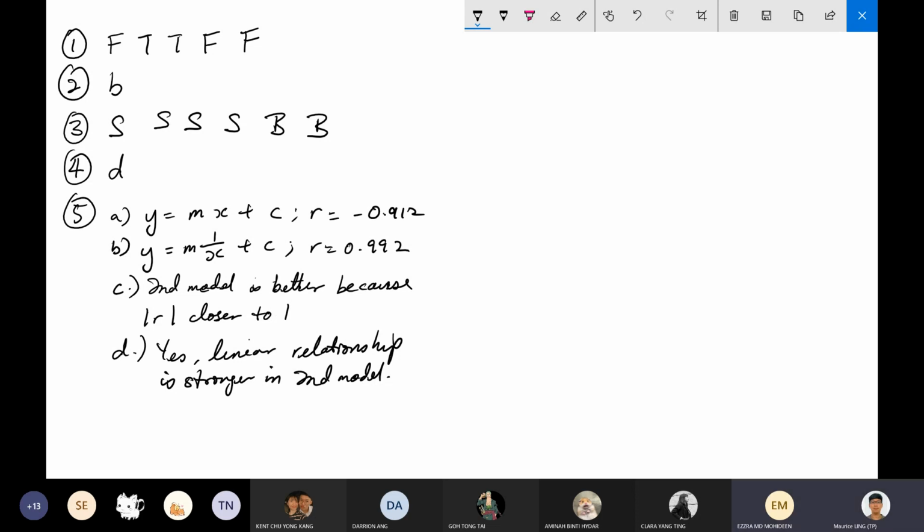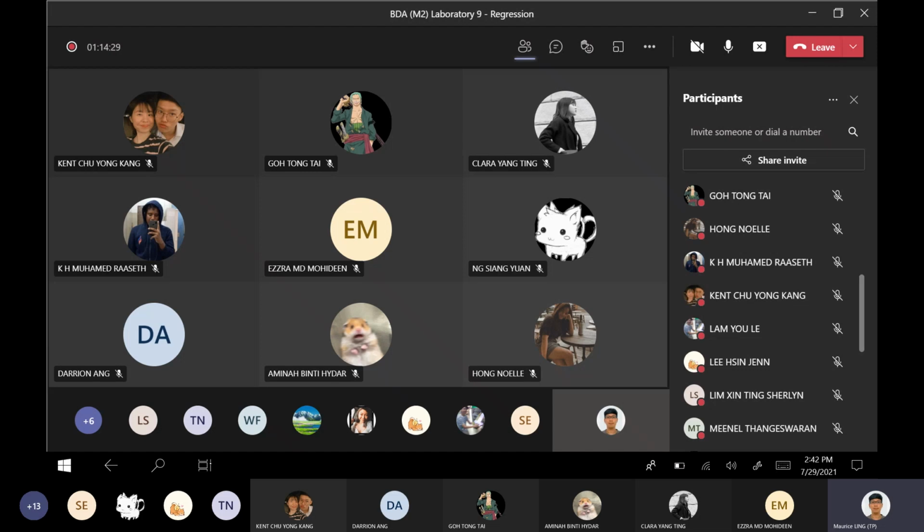Okay, so question number 6. Okay, 6A, same thing. Let's say for 6 first. You have temperature as your x-axis and volume as your y-axis. Okay, so 6A, y equals mx plus c. What is the R value? What is the correlation coefficient?